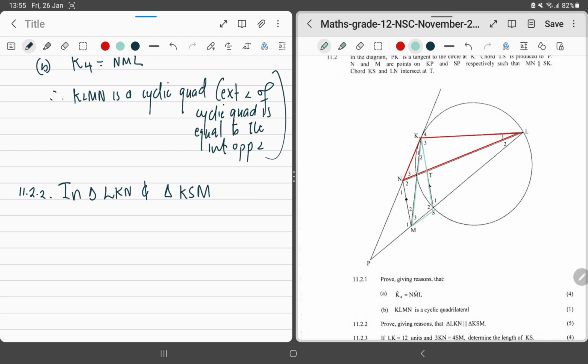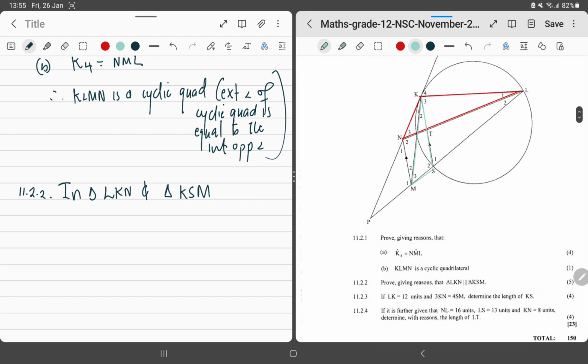So the way in which you are given these two triangles, it means that L is equal to K, and then K is equal to S, and then N is equal to M. So you need to prove them in that order. L must be equal to K, K in this one must be equal to the S, and N must be equal to M.